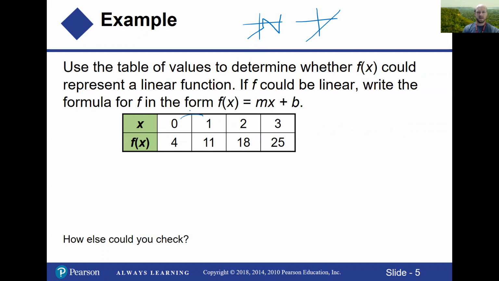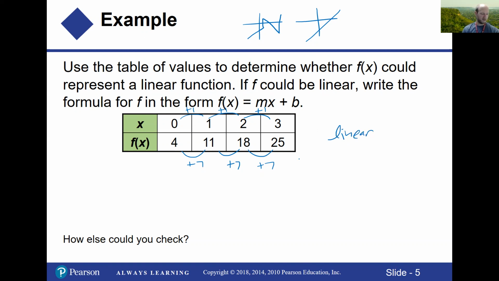Well, let's just look at how the values increase. So we see here that on the top, these are just going up by 1. So +1, +1, +1. And these values are going up by 7 every time, okay? So that would mean we have a linear function. Okay, so we can write this in the form f of x equals mx plus b. Okay, so this is linear.